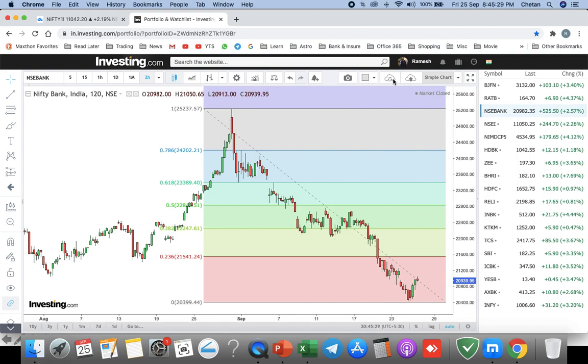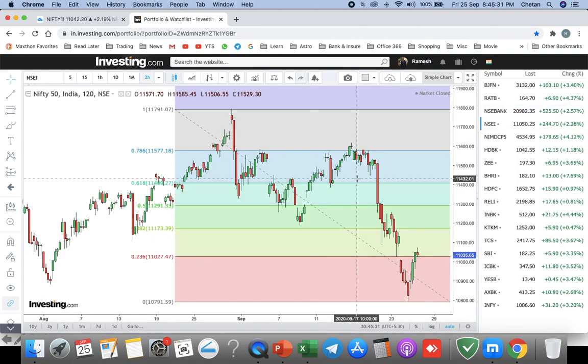Now let us see the Nifty. In case of Nifty, the entire move from 11,791 till now, assuming that this is a support here at 10,793, we have already completed the 23.6% retracement. Now 11,173 will be the next target. It is possible that though there is no gap in the daily charts, the small gap between yesterday's close and yesterday's open will be filled.